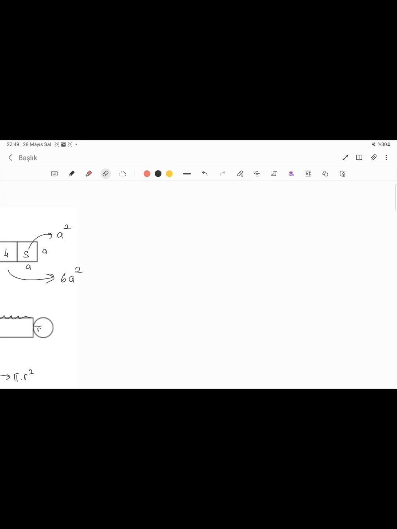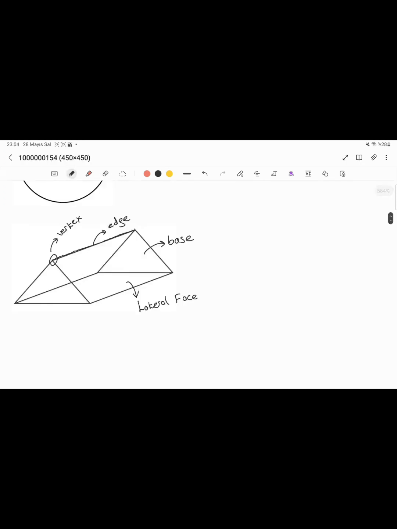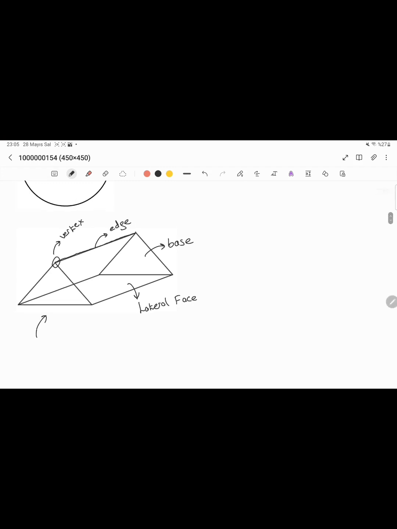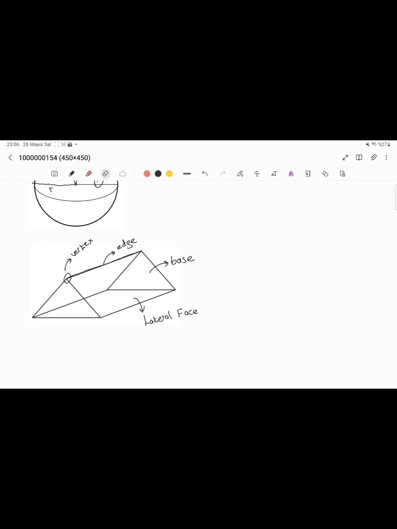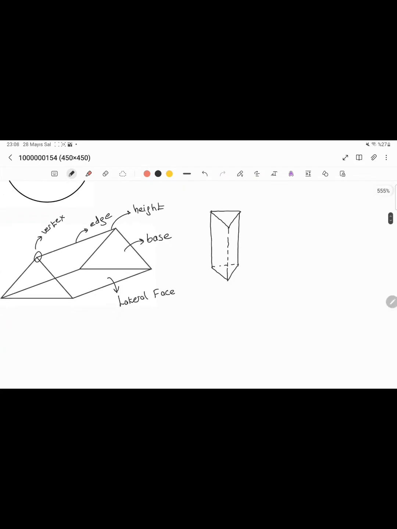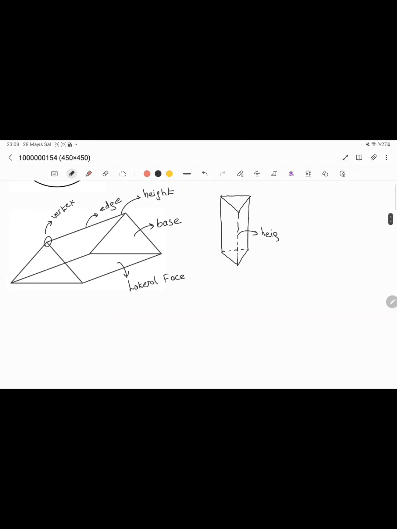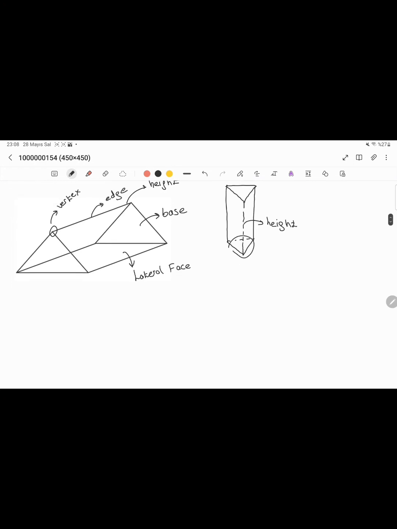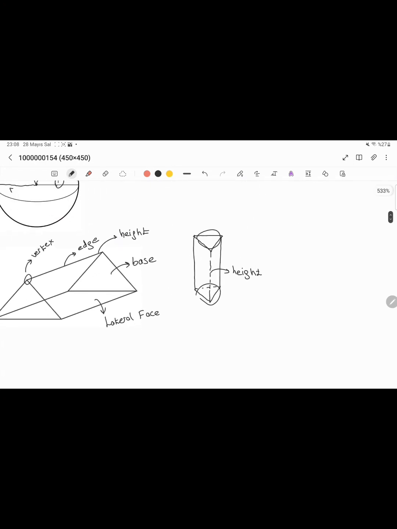Additionally, I would like to talk about the sphere and prism. Finally, let's show the prism. It is named according to the shape of the base. For example, this shape is a triangular prism. This shape consists of side face, side edge, base, and height. If the shape were upright, the edge would be the height. Let's show that. This edge is the height, and these triangles are the bases.